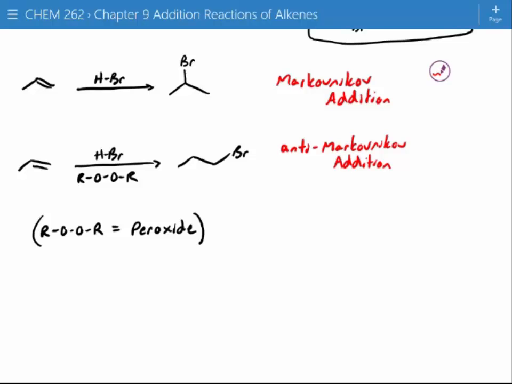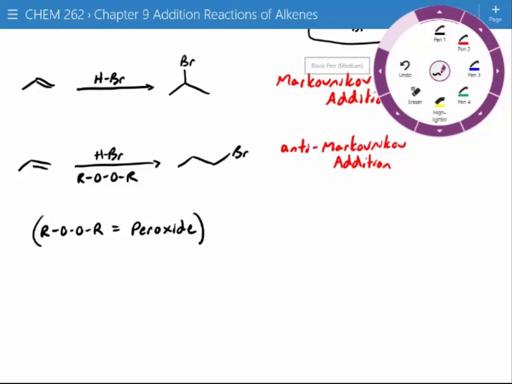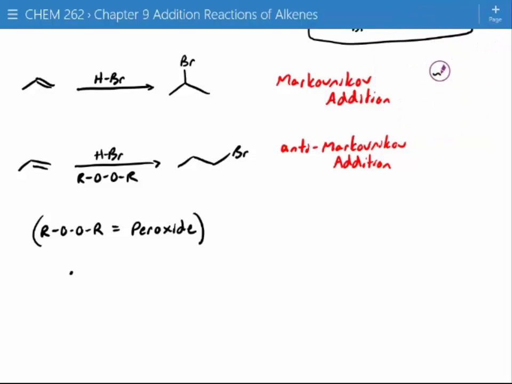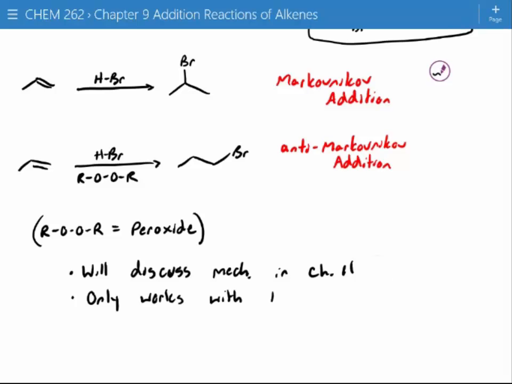There were some weird things that they discovered about this, and we'll talk about this more in chapter 11. So I don't expect you guys to know the mechanism right now, but in chapter 11, we'll talk more about this mechanism, because it is a really unique mechanism, and it only works with HBr. It doesn't work with hydrochloric acid or hydroiodic acid. It only works with hydrobromic acid.